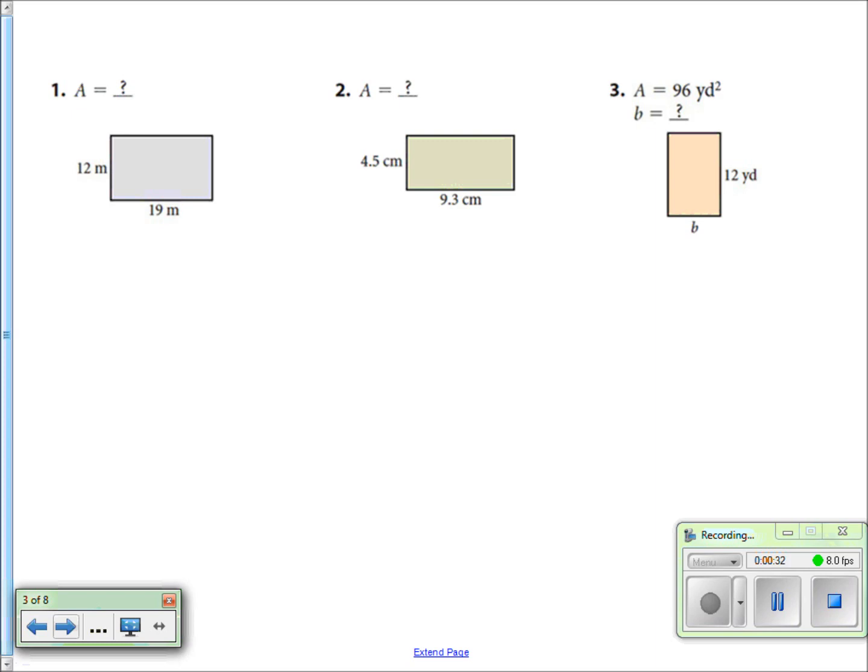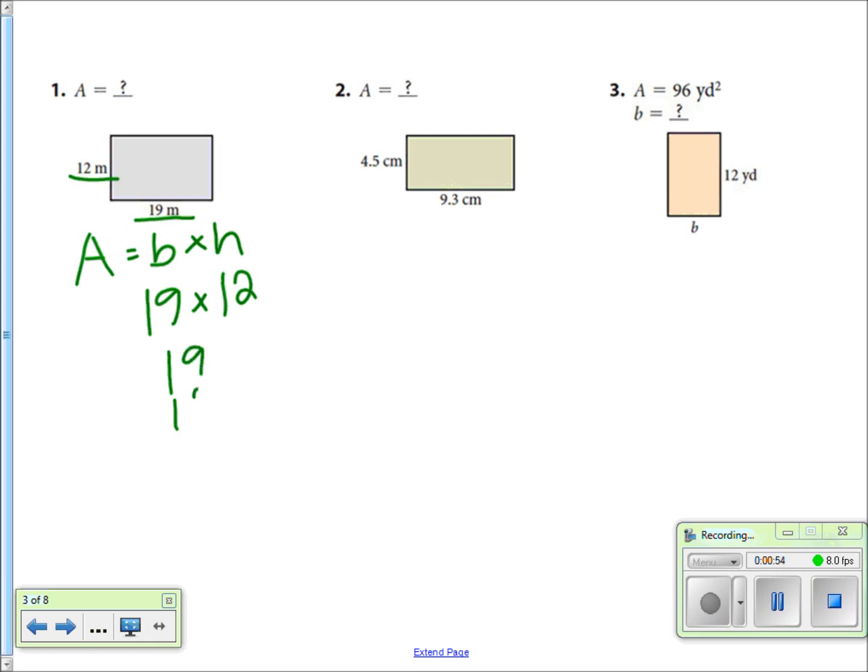Here are three rectangles, and we are asked to find the area in problem number 1. Using our formula, area equals base times height. The base would be 19, the height would be 12, and we multiply those numbers together.